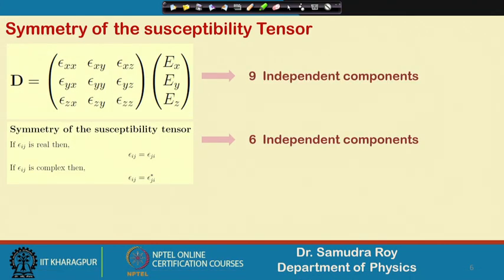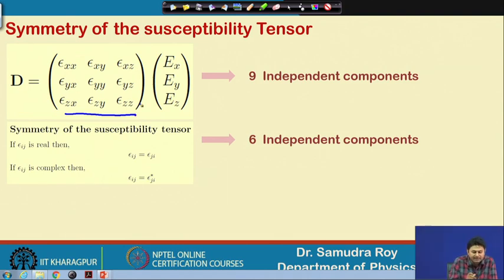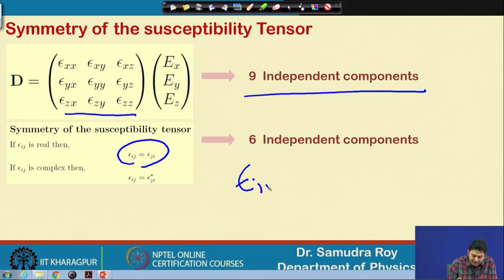So, the same thing, the D vector can be represented in terms of the susceptibility tensor, and here the susceptibility tensor is written in this form. It has 9 different components, but these 9 components may not all be different, because the susceptibility tensor has some kind of symmetry. Here the symmetry is, if they are real quantities, then epsilon ij is equal to epsilon ji.